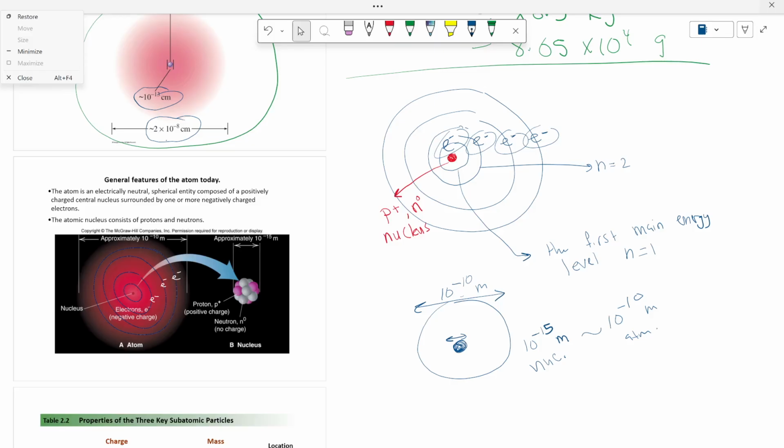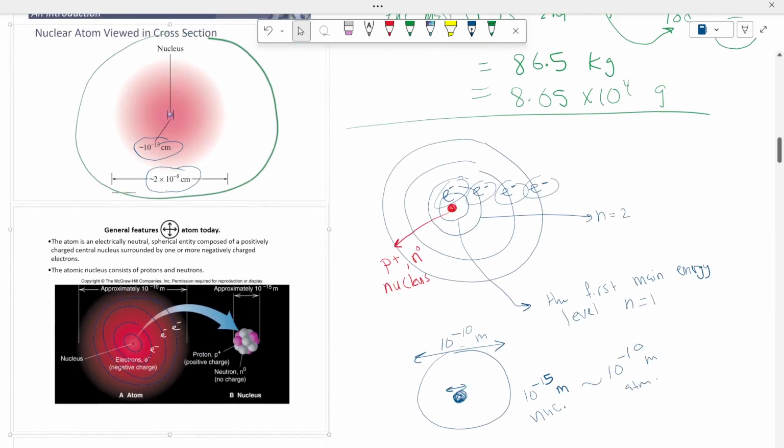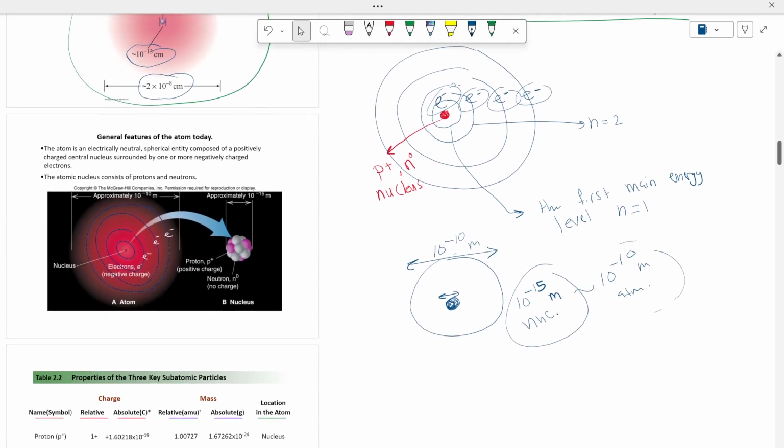Now, when you compare the size of the nucleus to the size of the atom, the size of the nucleus, as you can see here, is something times 10 to the power minus 13 centimeter, which is 10 to the power minus 15 meters, while the size of the atom is something times 10 to the power minus 8 centimeter, which is 10 to the power minus 10 meters. If you divide these two numbers, you will find that the ratio is approximately 1 to 100,000, which means the atom is bigger than its nucleus by 100,000 times.